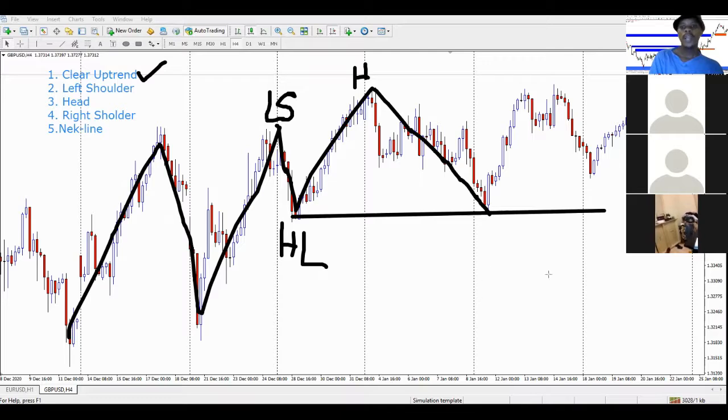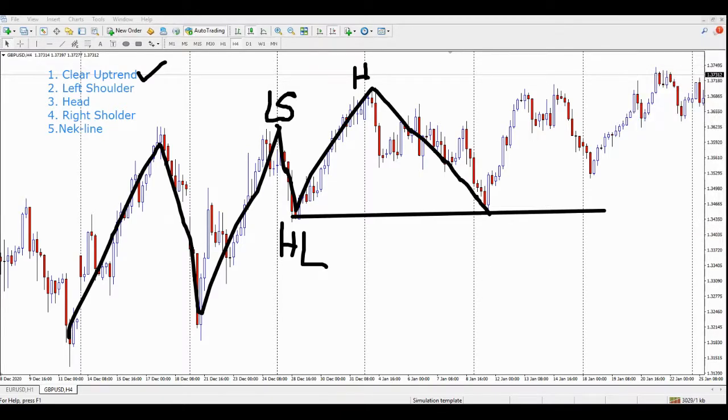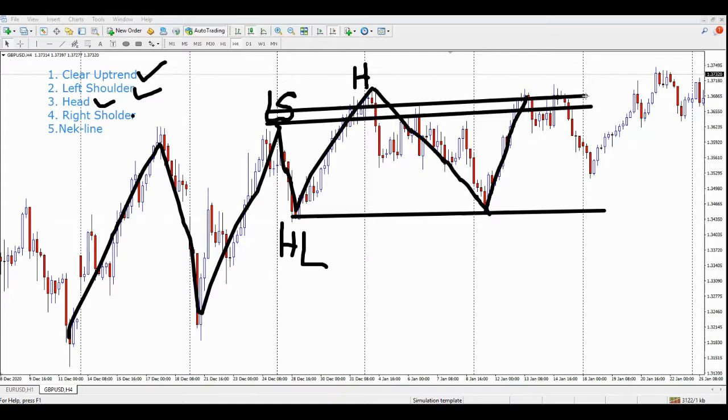Okay, there's a neckline. So what we want, we have a clear uptrend, then we have a left shoulder, we have a head, then we're looking for a right shoulder. Then once the market starts going up, it's allowed to break there a little bit, because I said this one is a zone. When I said it's a zone, it means it can be 2 pips or 3 pips, but somewhere around this previous left shoulder we want the right shoulder.